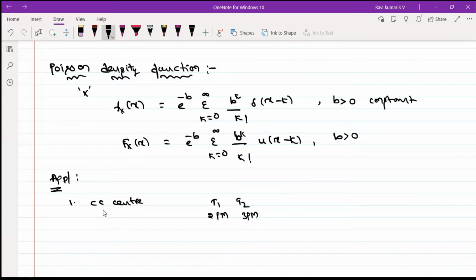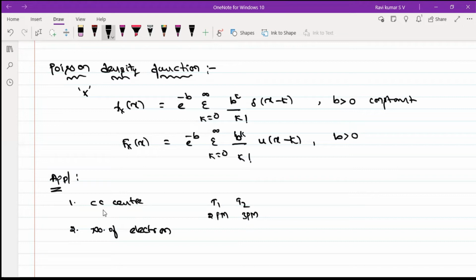Or the number of electrons emitted from a cathode in a CRO in an interval of time, or the number of times a waiting queue is going to form at a petrol station, a railway station, a theater, or something else. So like this you are going to calculate.